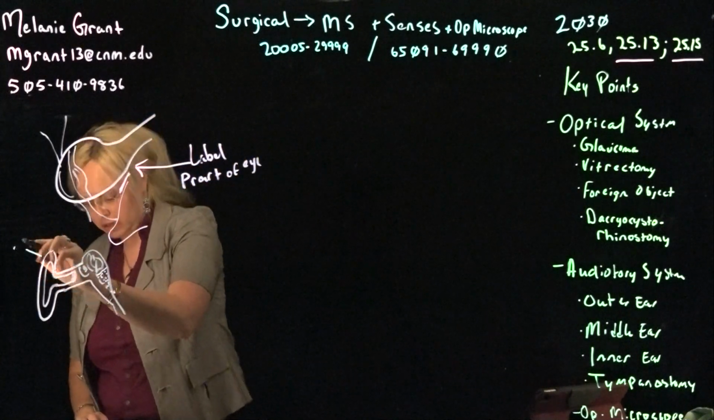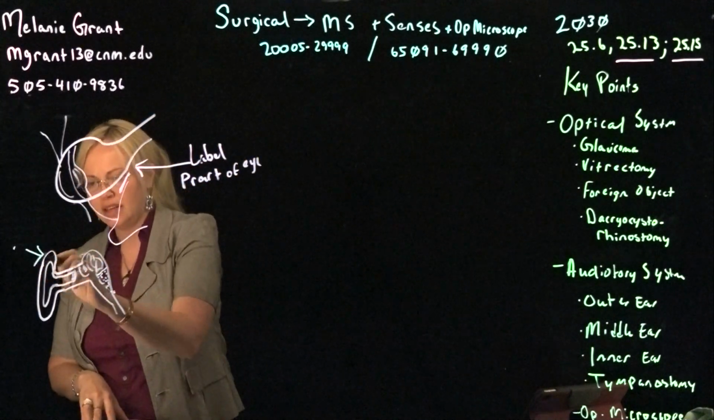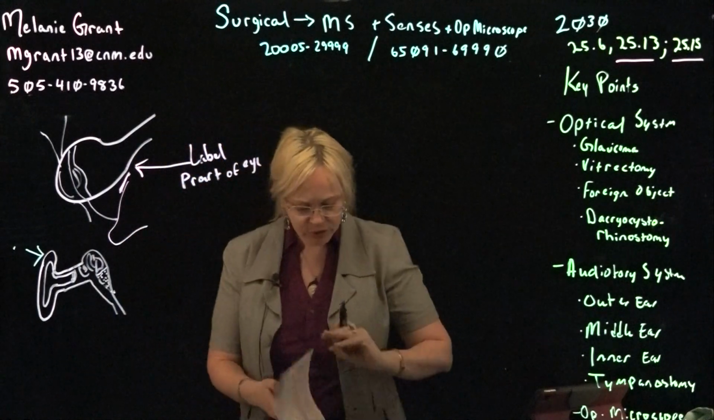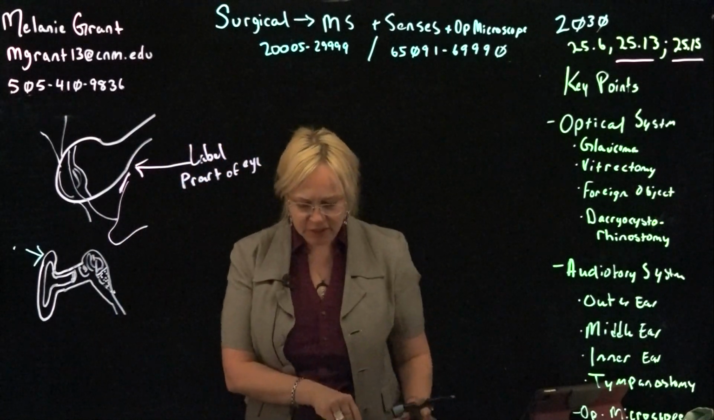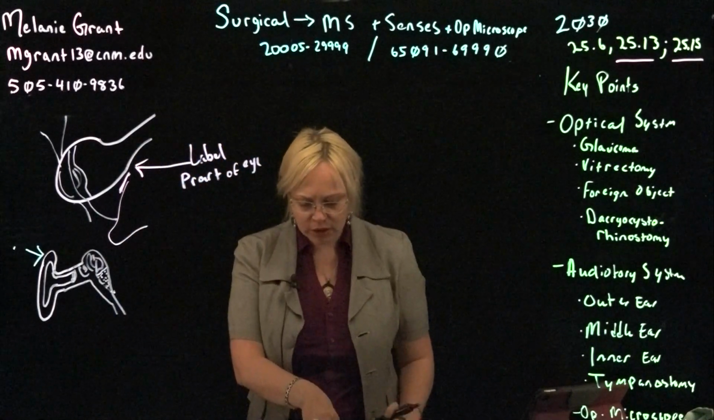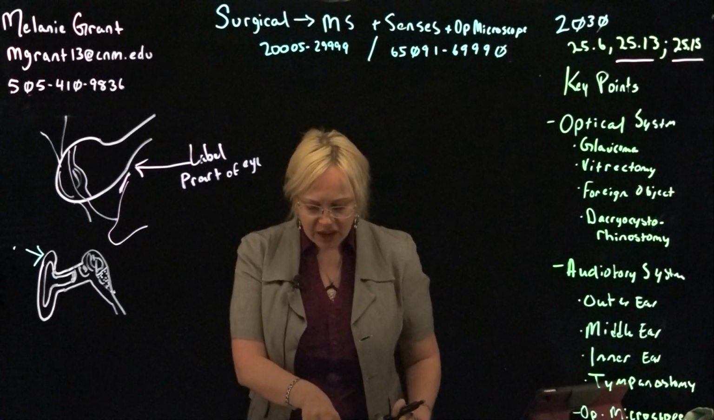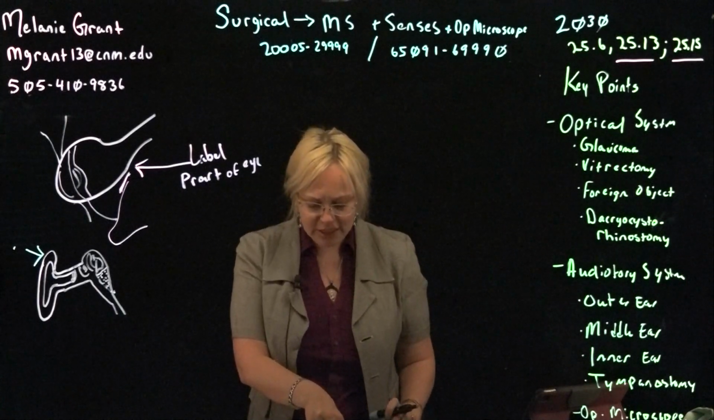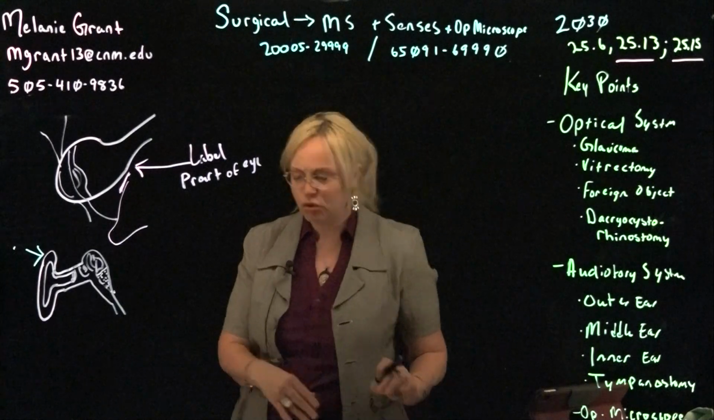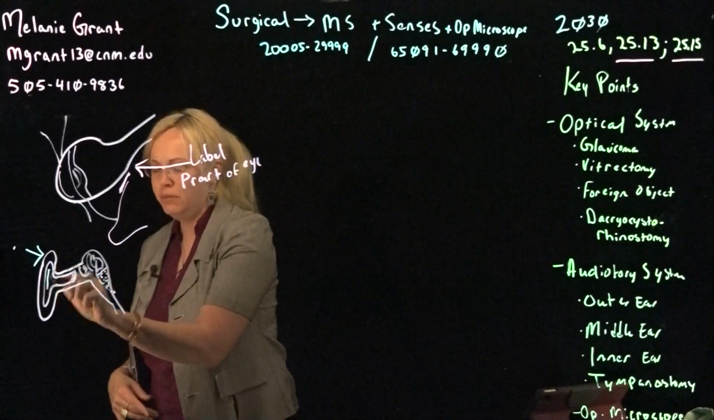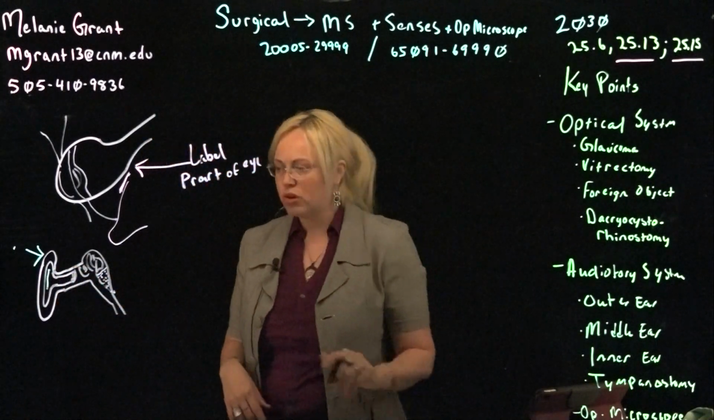Our external ear is very specific to anything external. And you have your definitions on page 777, which include the auricle, the external acoustic meatus, which is also known as the external auditory canal, and the eardrum itself.